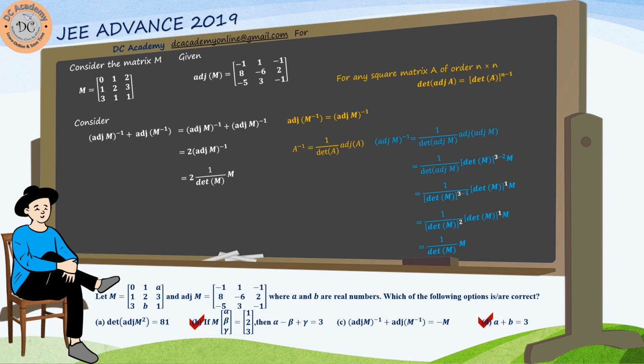Now our job is to find out the determinant of M. If we obtain the determinant of M, our job is done. So let's go ahead and calculate the determinant, the last step of the problem.